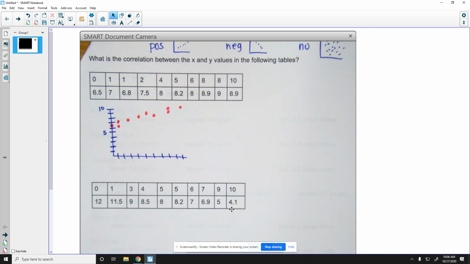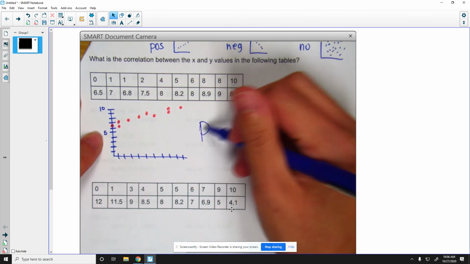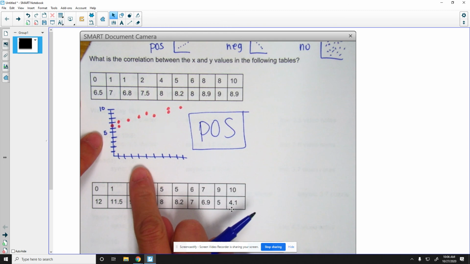So your picture is not going to look exactly like mine. It's not going to be perfect. You just kind of want to see how your dots fall. In other words, are they going upward? Are they going downward? Or are they just everywhere? Okay, now that you see a rough sketch of your dots, what do we think? Positive, negative, or no? Positive. So that's my answer. That took a little bit of time.